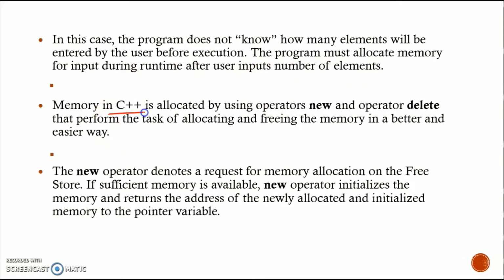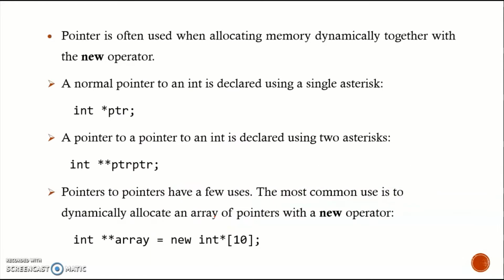In C++, memory is allocated by using the operators new and delete. They perform the task of allocating and freeing the memory in a better and easier way. The new operator, if you see it in your code, denotes a request for memory allocation on the free store. If sufficient memory is available, the new operator initializes the memory and returns the address of the newly allocated and initialized memory to the pointer variable. So what does all this mean?